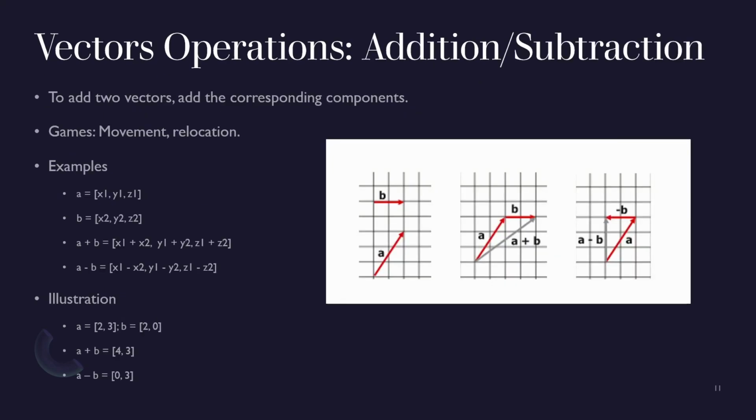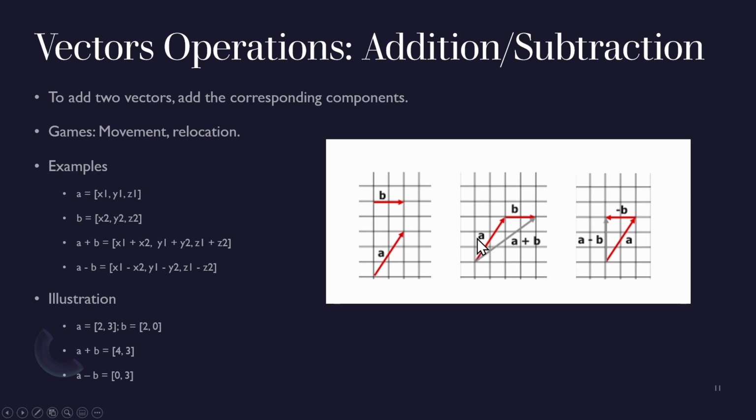What happens when we do addition and subtraction with a vector? Like I was talking about earlier, we can calculate the distance between any 2 points in a 3D space with addition and subtraction. How does it actually work? Well, to add 2 vectors, all you have to do is add the corresponding components of the vector, and that can be very helpful for movement and relocation. So as you can see in the example here, if we have this vector up here, which looks like it is 2 on the x and 3 on the y, if we add to that a vector which is 2 on the x and 0 on the y, we basically get the combined result here, which will be 4 on the x and 3 on the y. So that makes sense because we are doing 2 plus 2 and 3 plus 0.